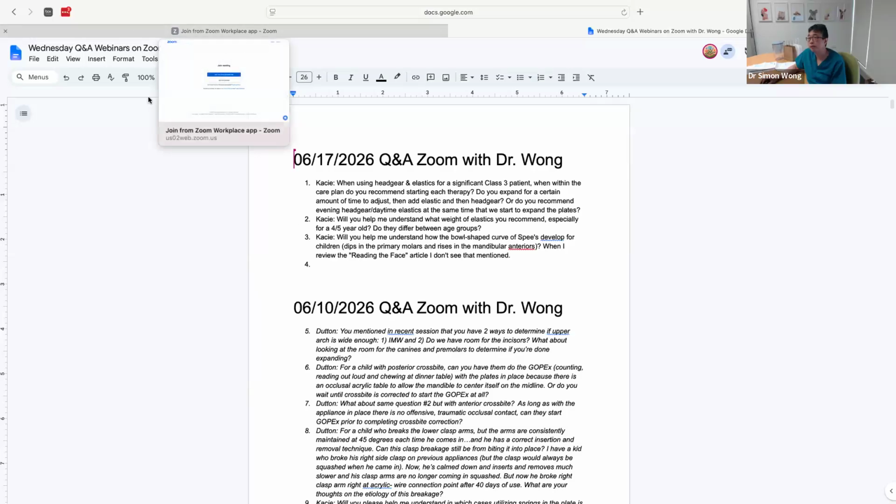Okay, all right. So question, when using headgear and elastics for a significant class 3 patient, when within the care plan do you recommend starting each therapy? Do you expand for a certain amount of time to adjust, then elastics, then headgear? Or do you recommend evening headgear, daytime elastics at the same time, or we start to expand the plates?